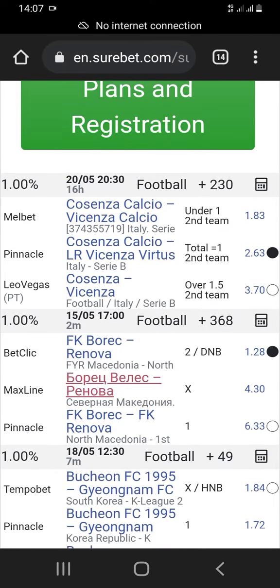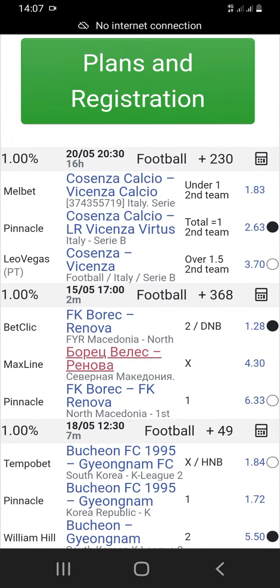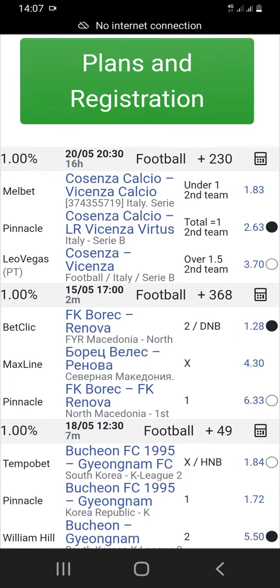So they take out their time to explain these things very well. There are some people who do not understand those signs, like 1x, 1x, 2x2. There are people who do not understand that. So if you look here now, you can see that this first match here they have, the Consenza Calcio versus Vicenza Calcio, you can see that they have under one, that under one second team 1.83.